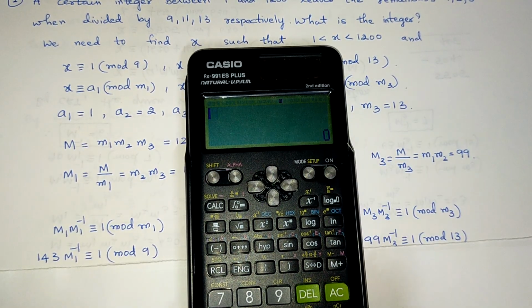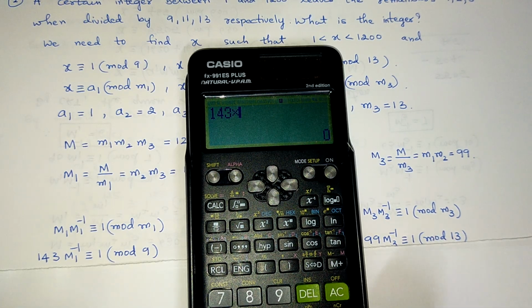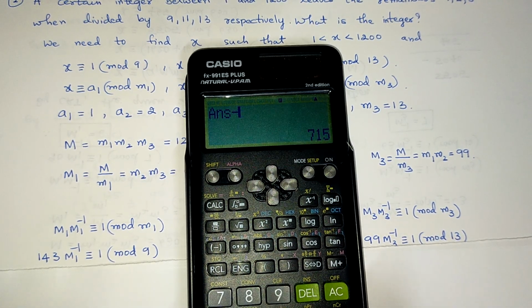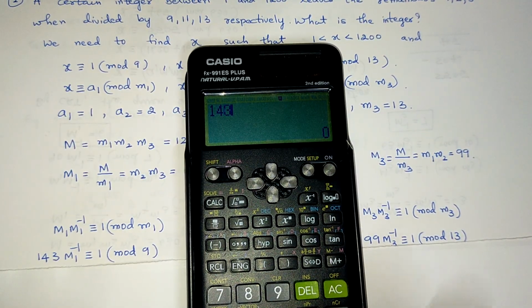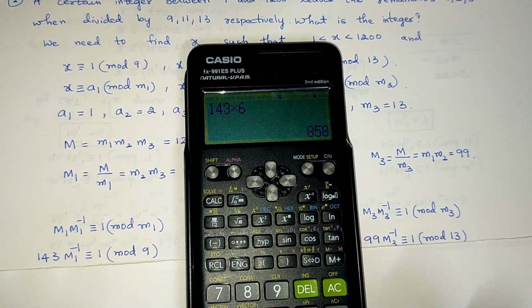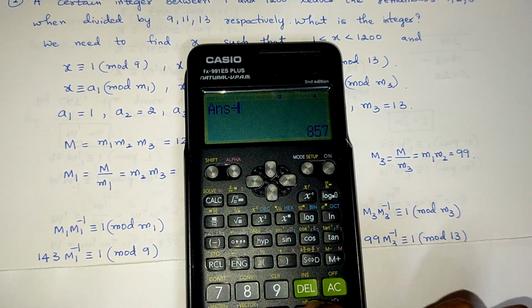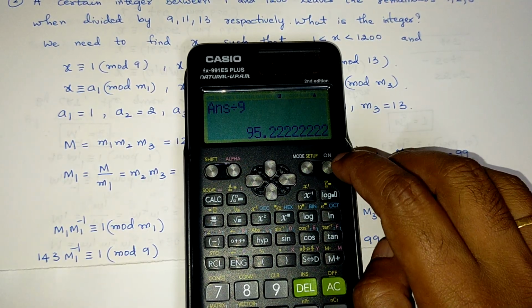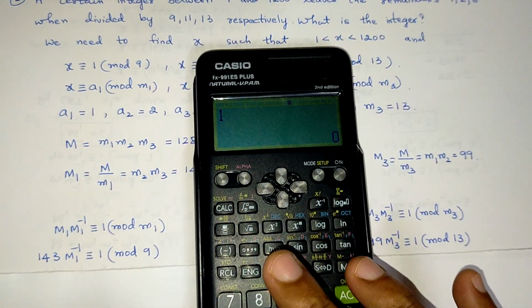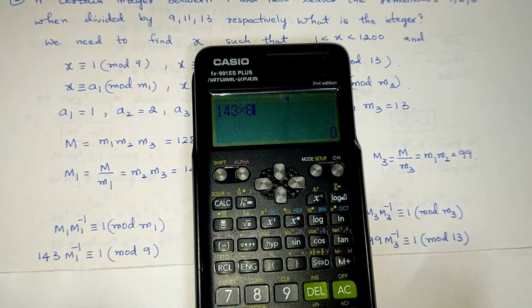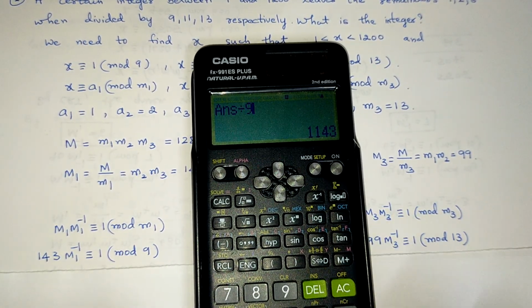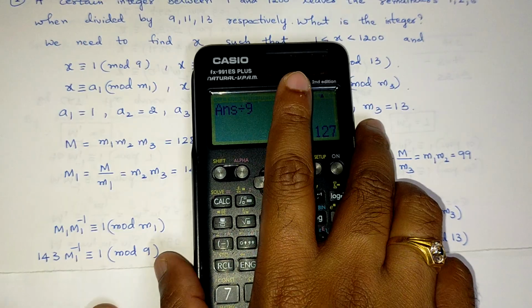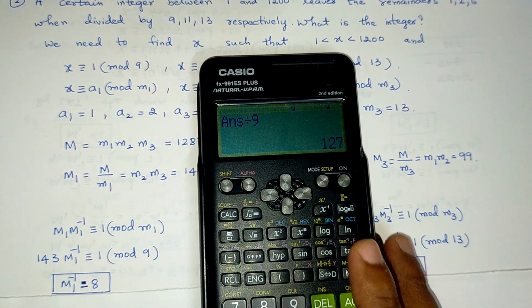143 into 5 minus 1, is that divisible by 9? No. 143 into 6 minus 1, is that divisible by 9? No. So 143 into 8 minus 1, is that divisible by 9? Yes, so it is divisible by 9. So M1 inverse is 8.